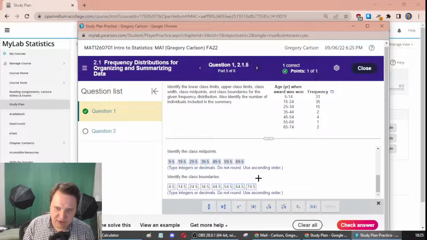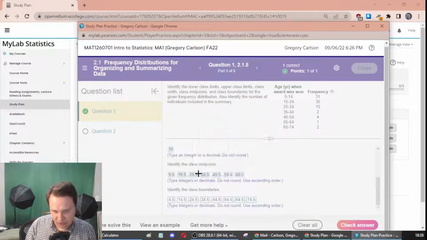So notice we have 74.5, which is above 74, and we have 4.5, which is below 5. So that's why when I found this first answer, 14 plus 15 divided by 2, I put that in as the second one, because we actually need to subtract the class width to go one lower than the data. And we also have to go one higher than the data. And it took me like a half hour to figure this out the first time I taught this class. So hopefully that saves you some time.